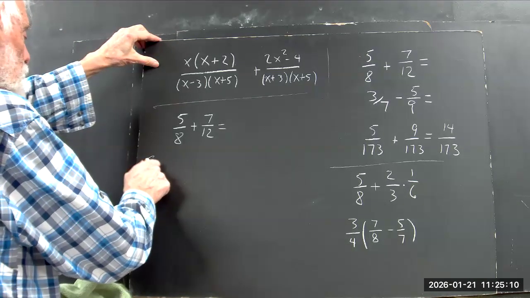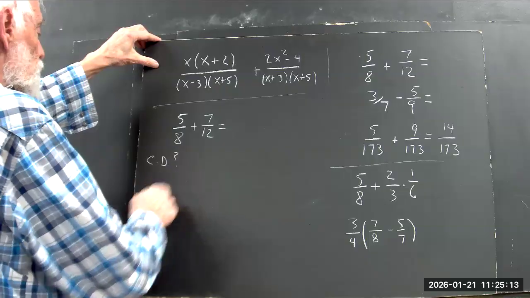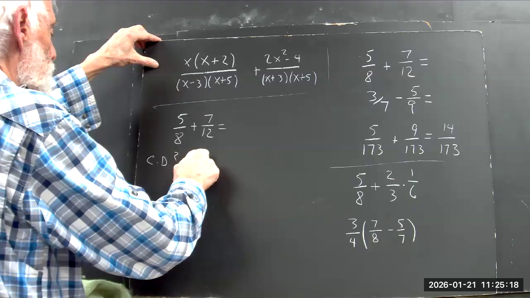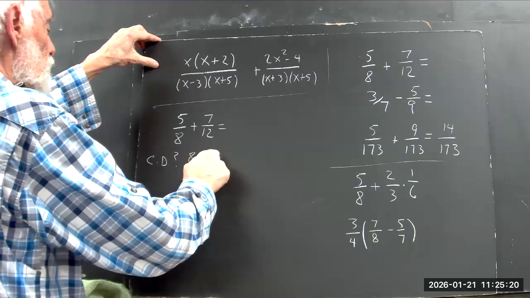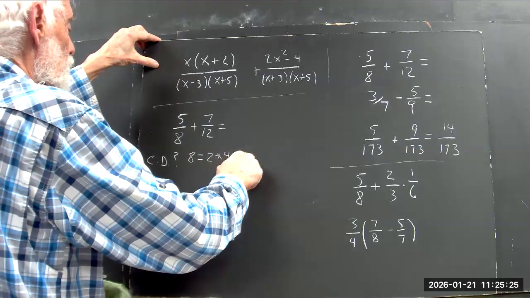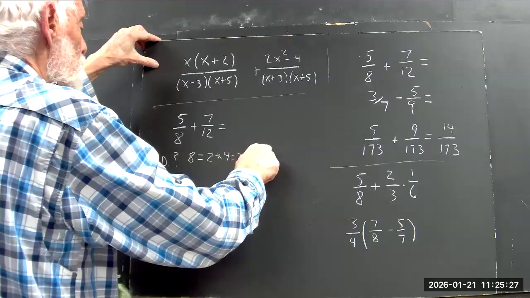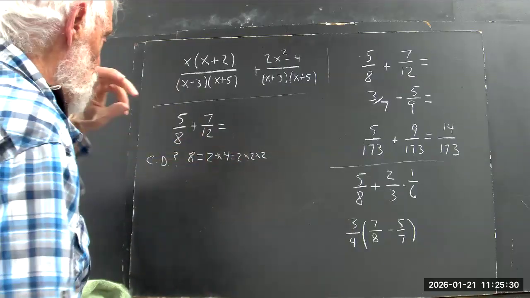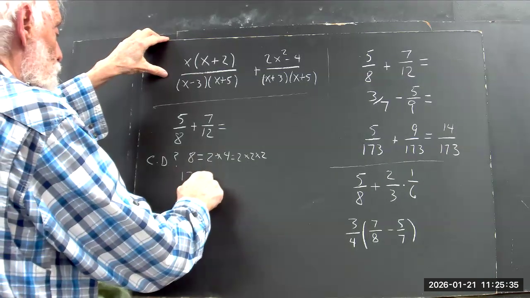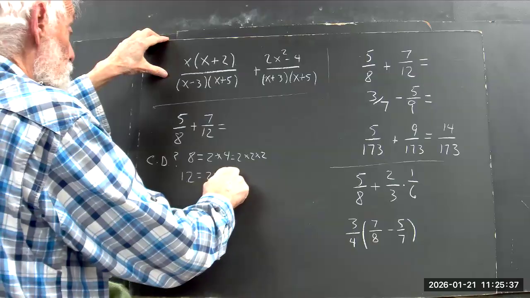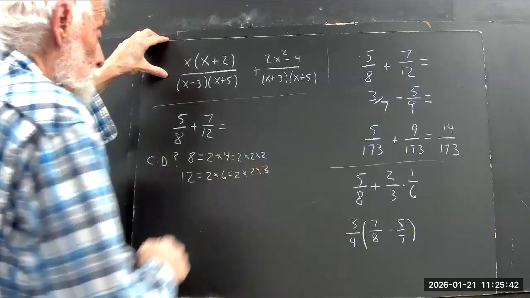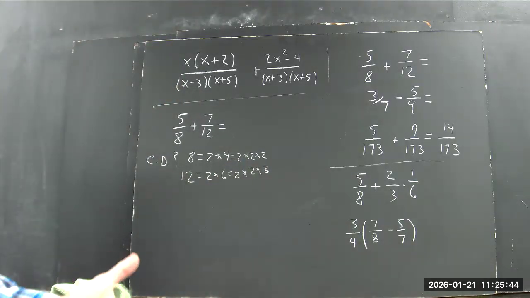So, common denominator. What is the common denominator? Well, if you take 8, 2 divides 8. So 8 is 2 times 4. And 2 divides 4. So 8 is 2 times 2 times 2. 12 is 2 times 6, which is 2 times 2 times 3. It's very easy to do this.